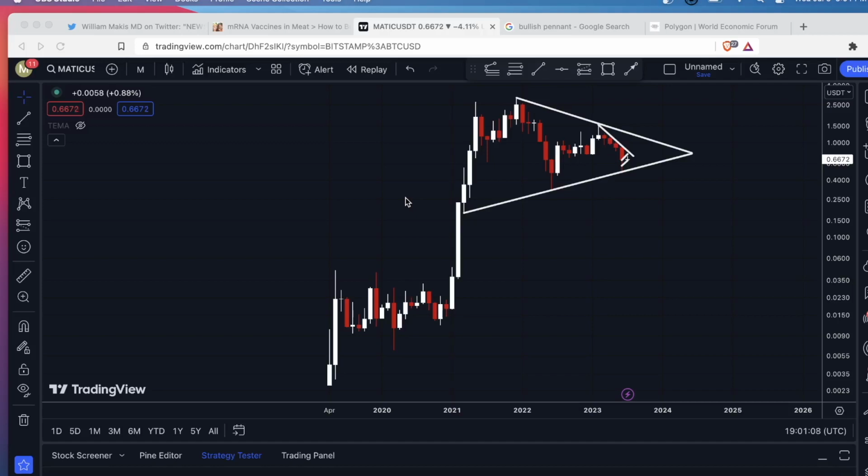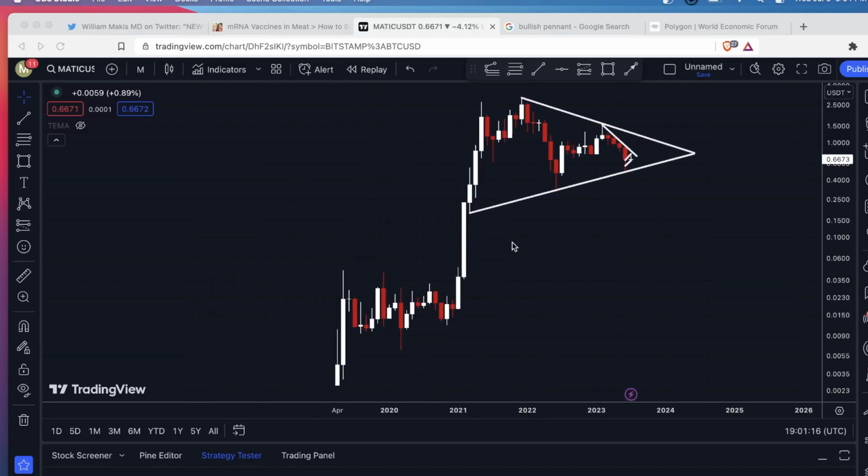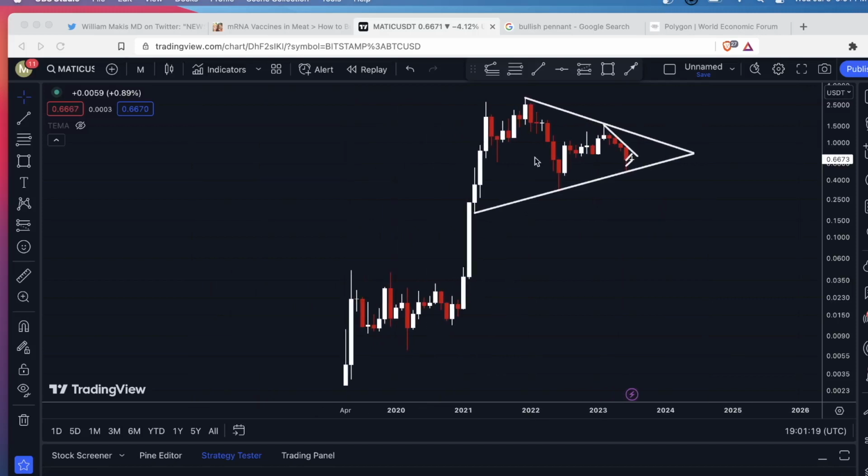Hey guys, so to start the day, I want to take a look at the Matic Polygon chart. Right now I have it open. This is the monthly chart, and the first thing you'll see, we're basically just forming a massive bull pennant.